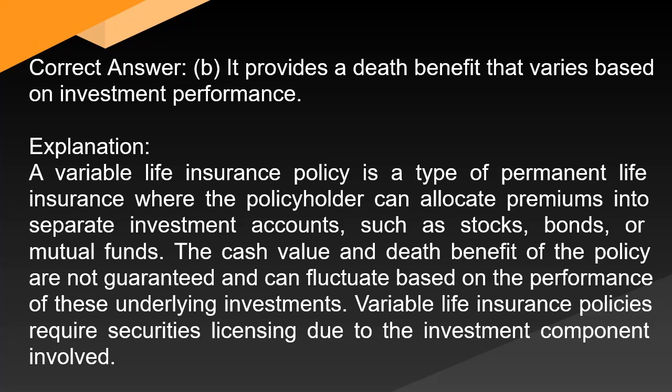Explanation: a variable life insurance policy is a type of permanent life insurance where the policyholder can allocate premiums into separate investment accounts, such as stocks, bonds, or mutual funds. The cash value and death benefit of the policy are not guaranteed and can fluctuate based on the performance of these underlying investments. Variable life insurance policies require securities licensing due to the investment component involved.